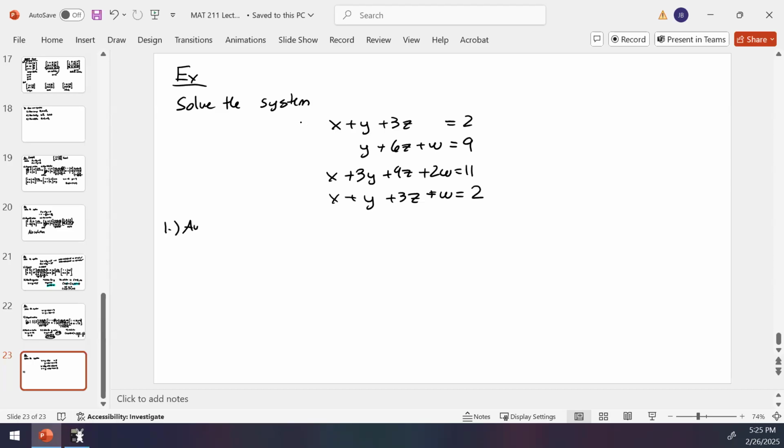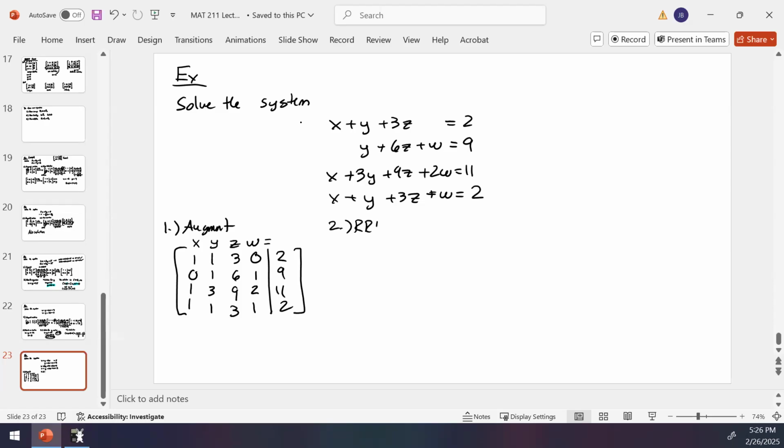So step 1, you still got to augment. So x, y, z, w. So 1, if you're missing a letter, you put a 0. 1, 1, 3, 1. 3, 6, 9, 3. 0, 1, 2, 1. Equal sign. 2, 9, 11, 2.